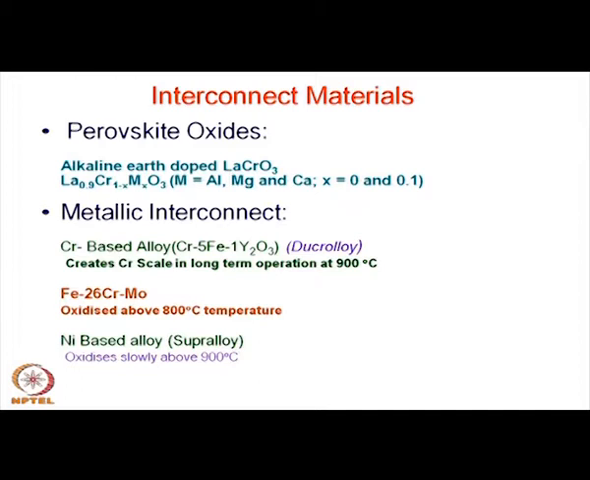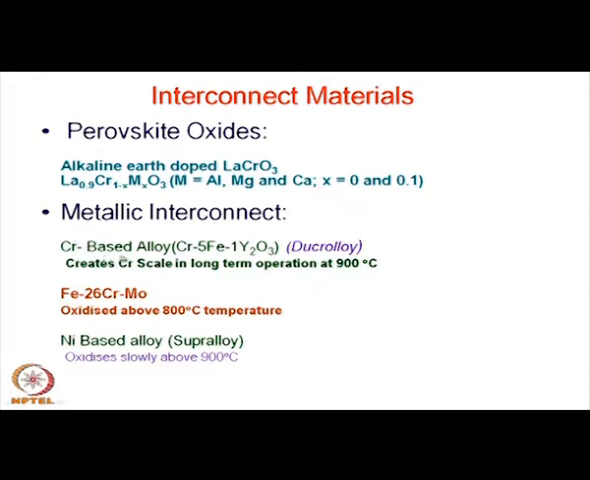When chromium comes in contact with zirconia or the cathode material or the anode material, the chromium diffuses in, and that creates aging problems. So, it deteriorates the cell characteristics. So, that is one of the reasons why lanthanum chromite is not a very preferred material at this point of time. Instead, people go for metallic interconnects. A large number of different high temperature metals and alloys have been tried out.